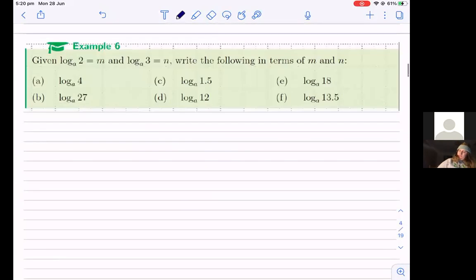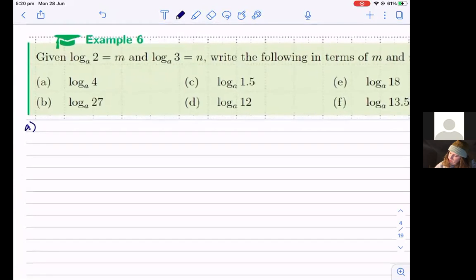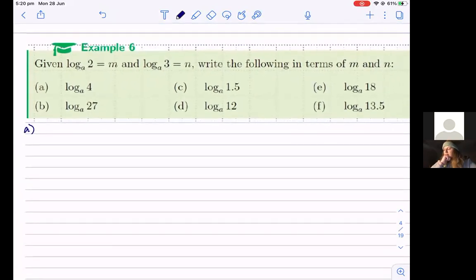Fantastic. Okay. Let's work through these ones. It's all about trying to express these logs in terms of log base a of 2 and log base a of 3. So log base a of 4 is the same as log base a of 2 squared. Don't forget, we can move this 2 down the front, which makes it the same as 2 times log base a of 2. Log base a of 2 is m, so we've got 2m.